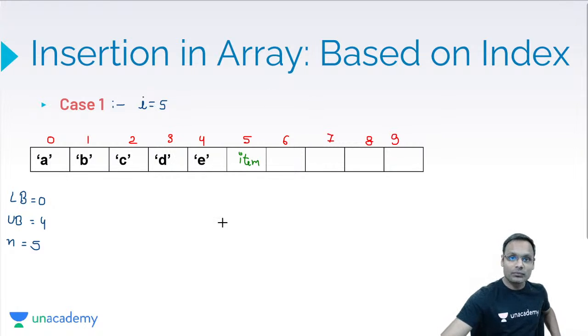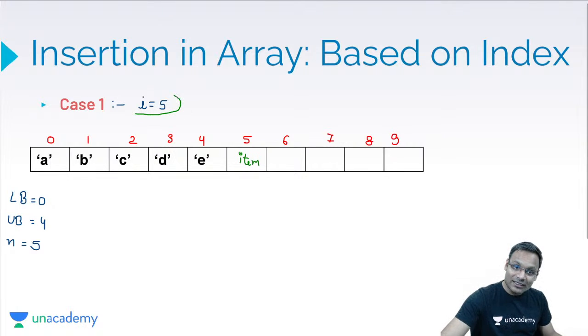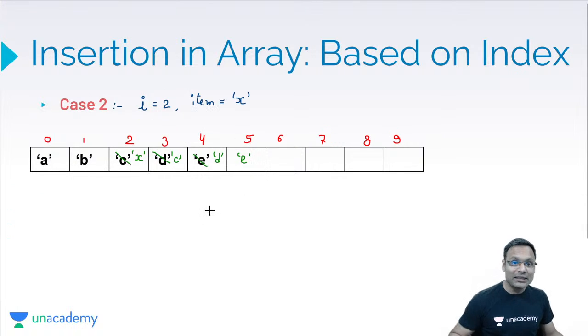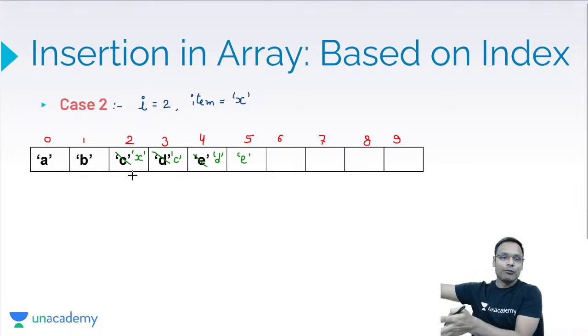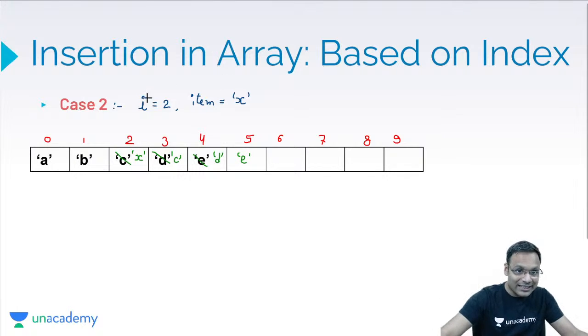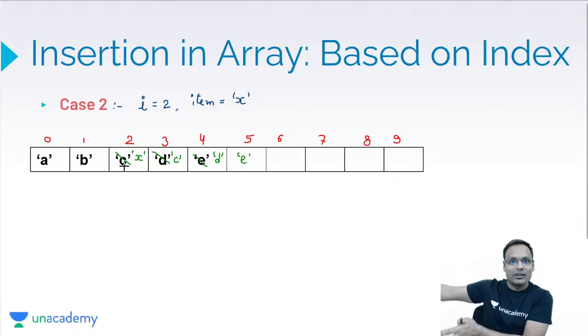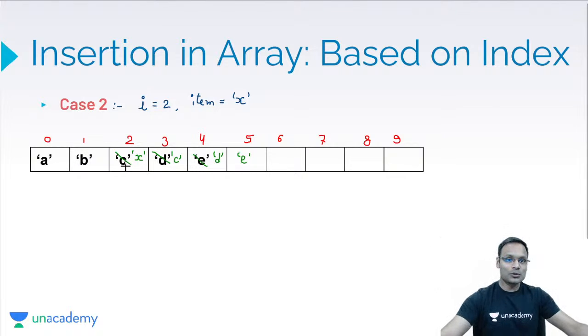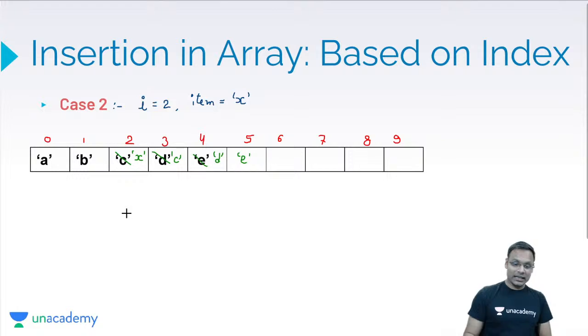You know why? Just because I was inserting the element at the end where the empty space is present. Here I am inserting the element at some middle index. So I'll have to shift from the middle index, wherever the index I is given, up to the upper bound. All the elements should be shifted right by 1 position so that index I becomes free, and now I can insert X over there. One more example I'm gonna take.